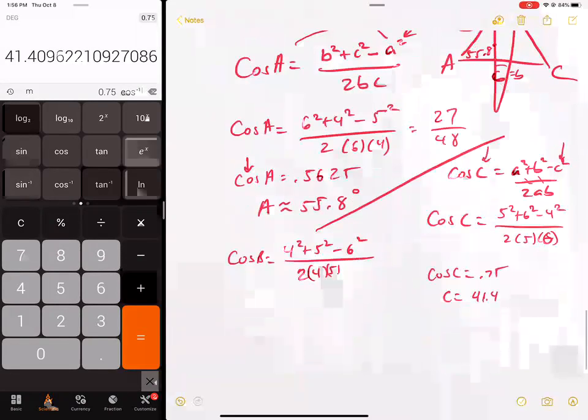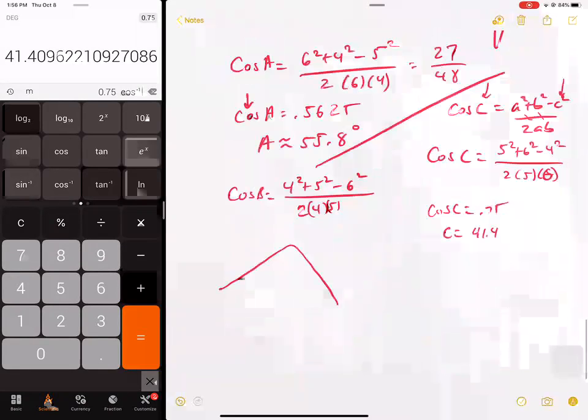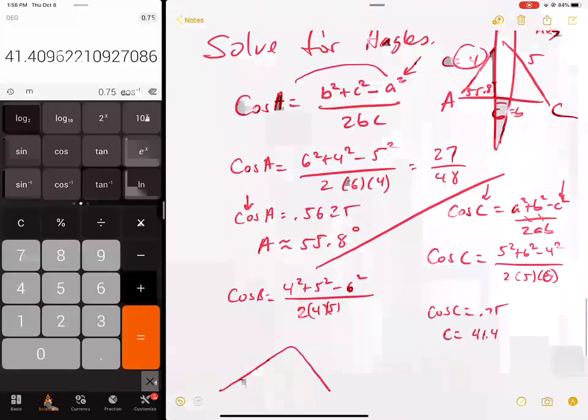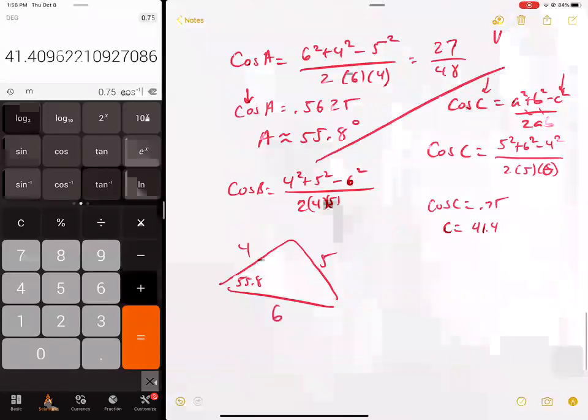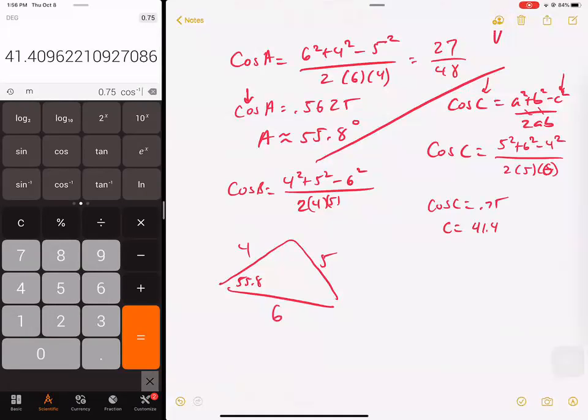Now, I'm going to redo a problem. I'm going to say this is 55.8, 5, 4, and 6. Instead of doing law of cosines, no, you got to show the work.